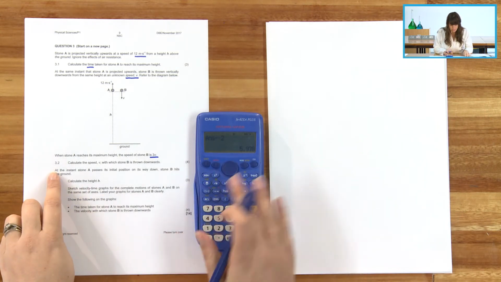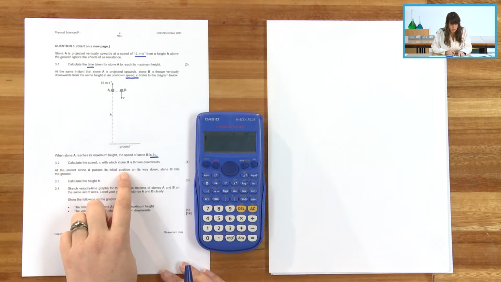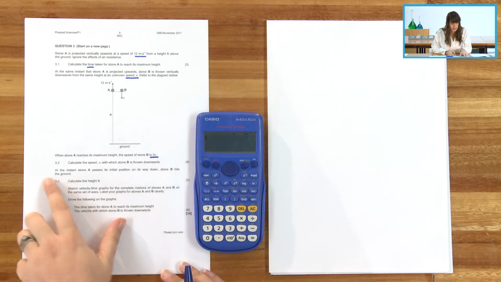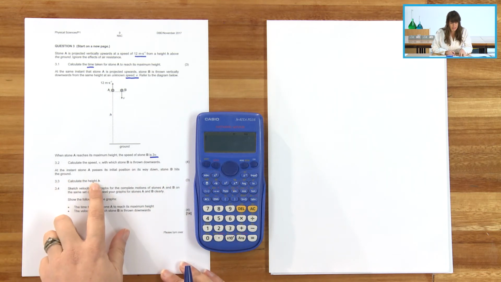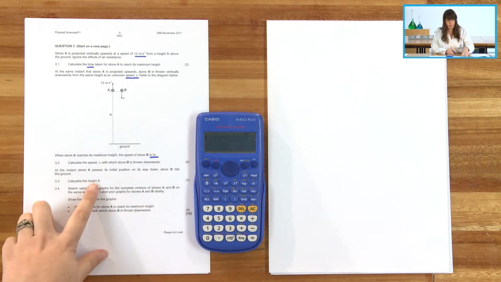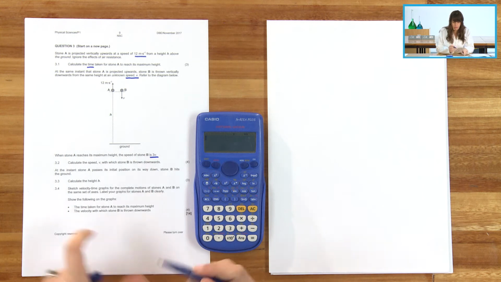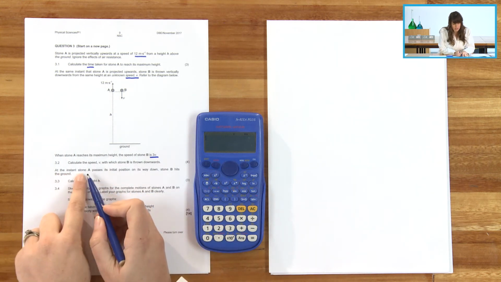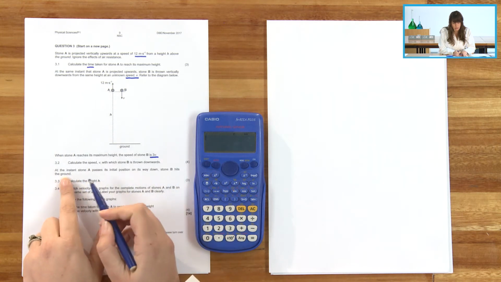It then says, at the instant stone A passes its initial position on its way down, stone B hits the ground. 3.3, calculate the height h. Right, remember height h was where they were thrown from. So let's take this new information here. At the instant stone A passes its initial position on its way down, stone B hits the ground.